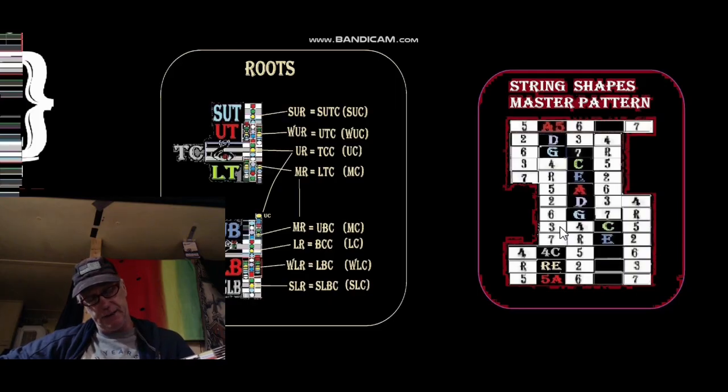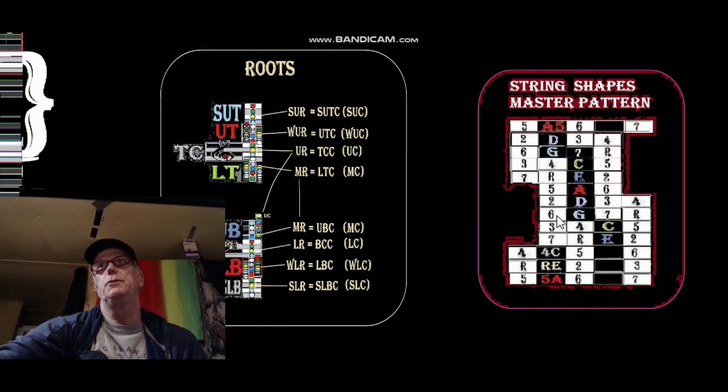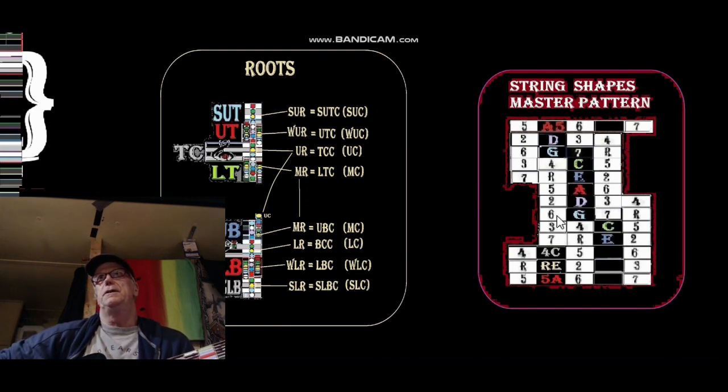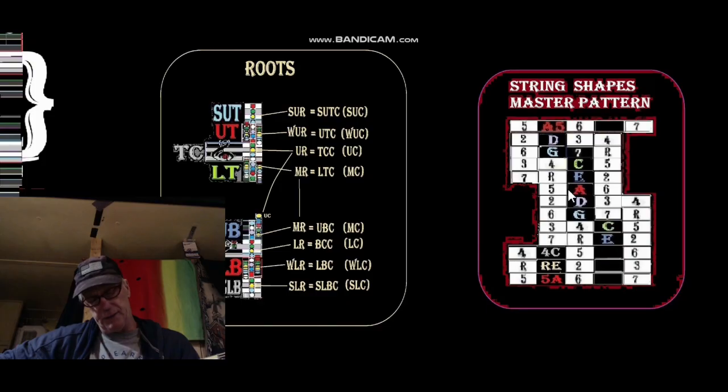Otherwise it'll sound like this. No, it's okay. 3, 4, 5, 6, 7, root. 2 octaves down, starting over again. 6, 7, root was the G string shape. D string shape 2, 3, 4. The short A string shape is 5, 6.